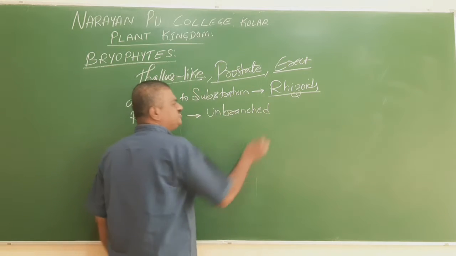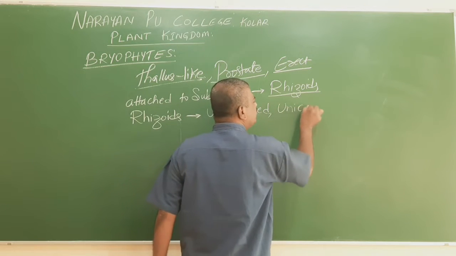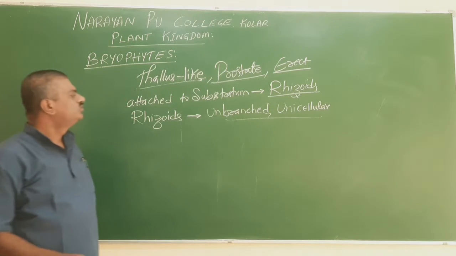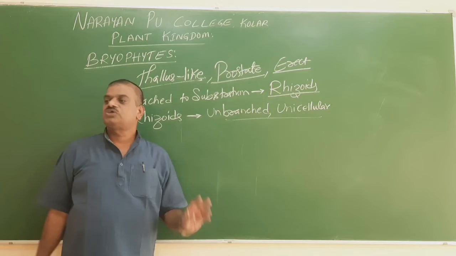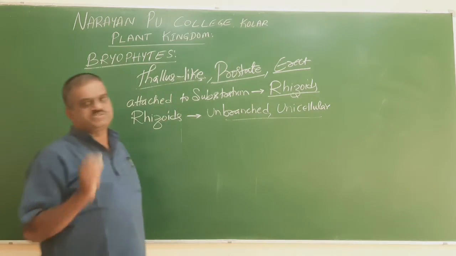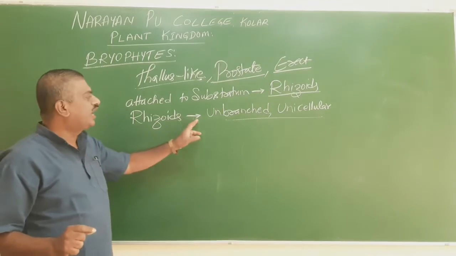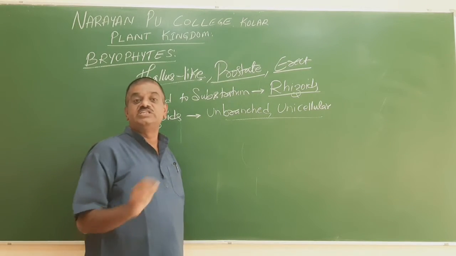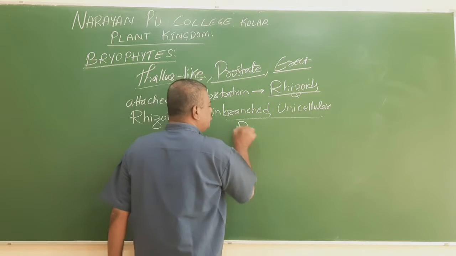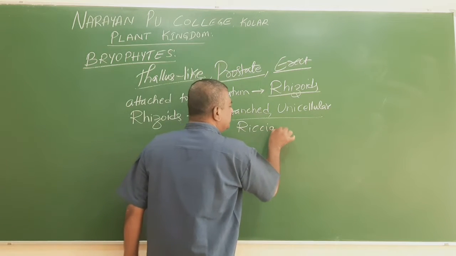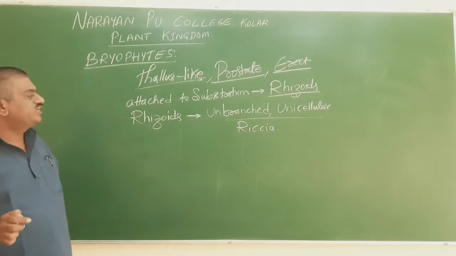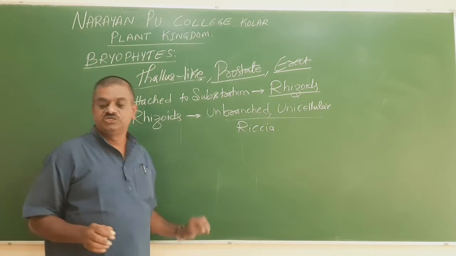Rhizoids are unbranched and unicellular. Here the rhizoids are called fixation substances, as they help in fixing the plant to the substrate, and they are usually unbranched. There is no branching, and it is unicellular, and this can be noticed in Riccia and Marchantia.